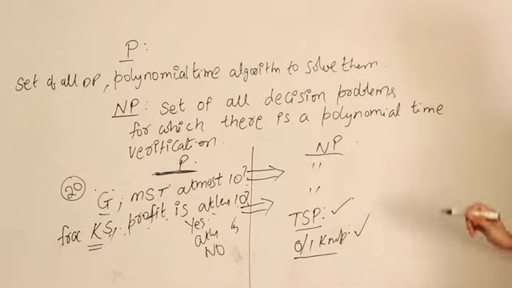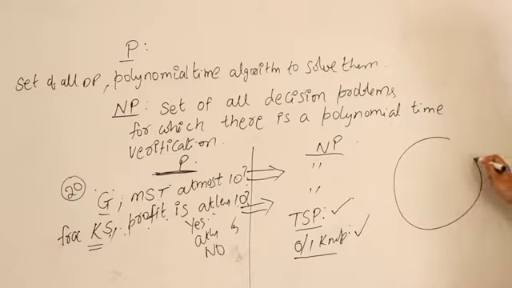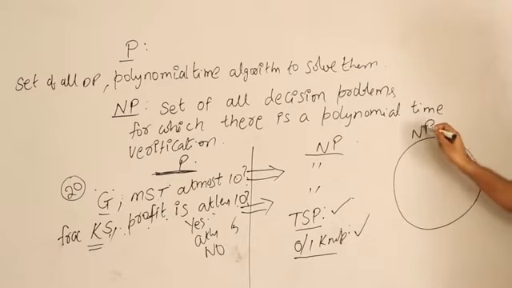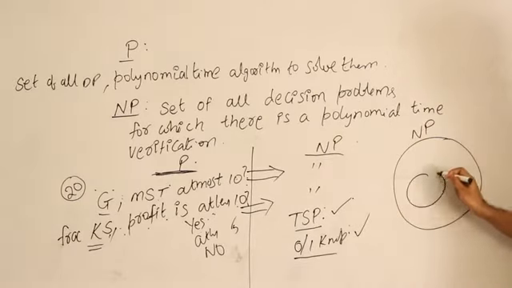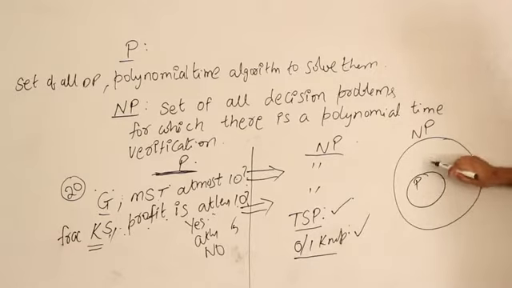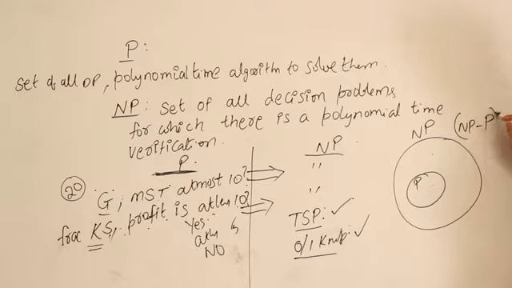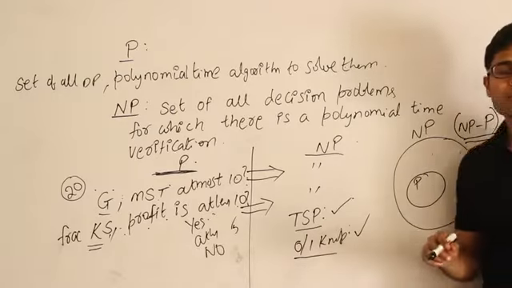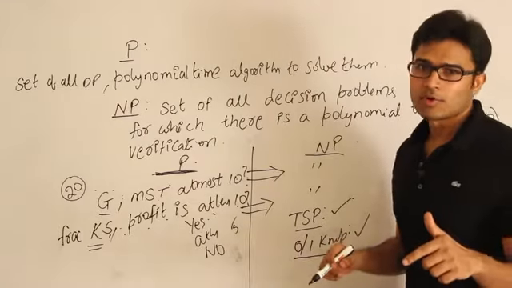So the relationship between these two is, if I write NP here, then P is going to be here, right? So in some way, the problems which are in NP but not in P, which means NP minus P, as of now are intractable, which means as of now we don't have any polynomial time algorithms to solve those problems.